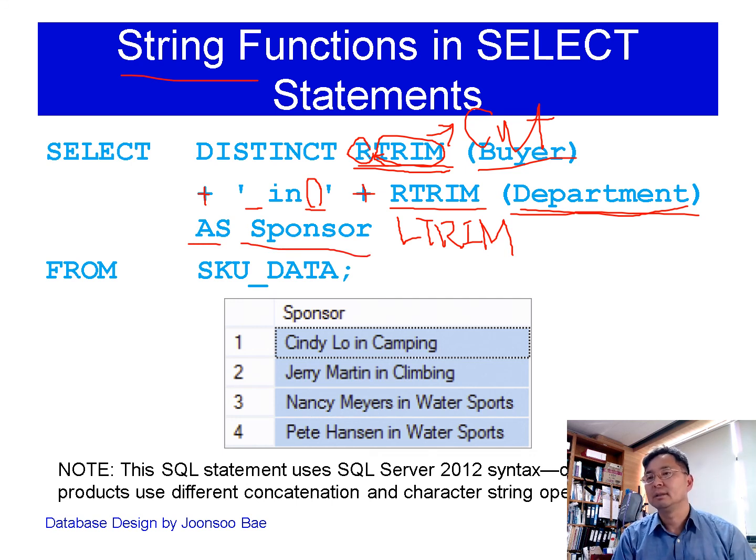Okay, if we see the result, sponsor is shown as the column name, and Cindy Law has one blank because of this one, and after "in" there is a blank also because of this one. Okay, so this will apply to any character string columns here.